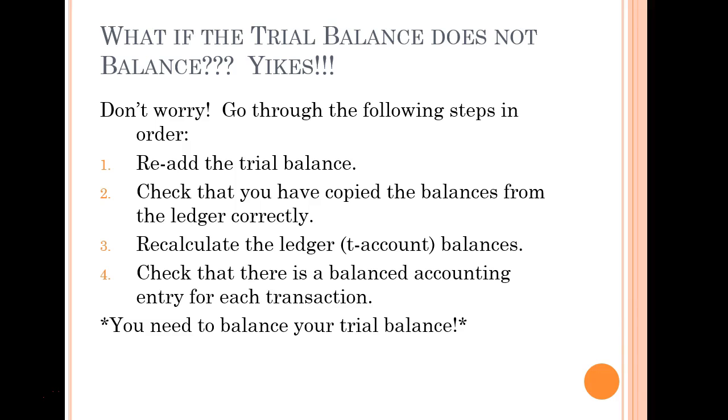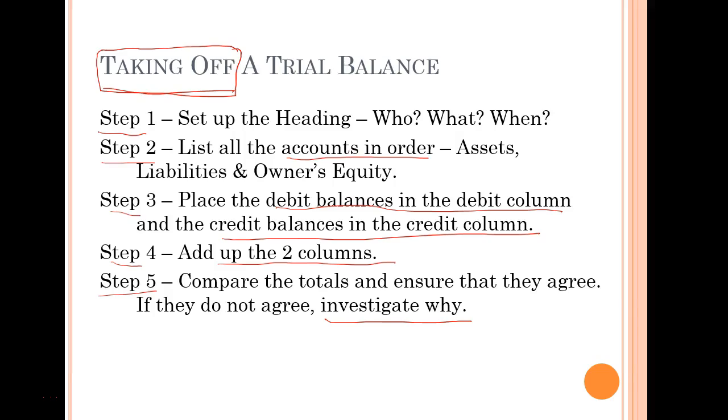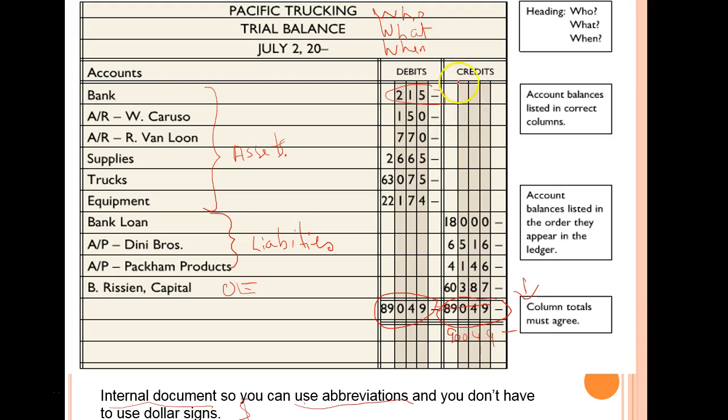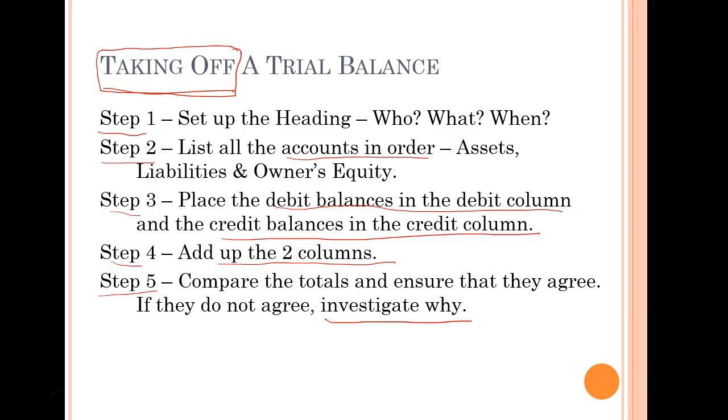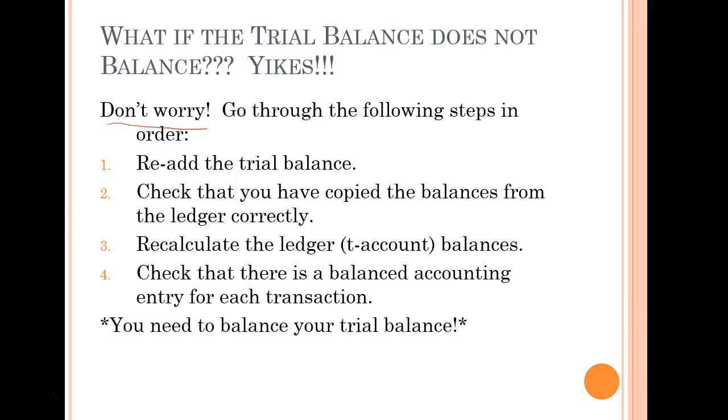So what if the trial balance doesn't balance? What do we do? Well, don't worry. Here are the steps you need to go through. You're basically going to work backwards. The first step is to check to make sure we re-added the trial balance properly. So we're going to add this column, the debit column, and then re-add the credit column, to make sure that we didn't make a calculation error. Step 1 is re-add the trial balance.